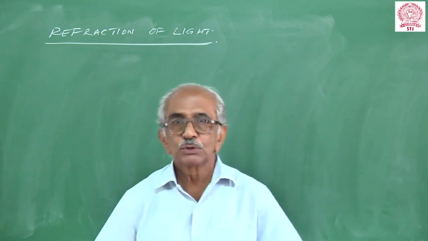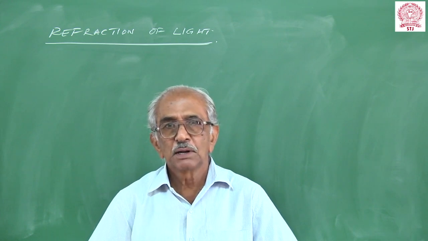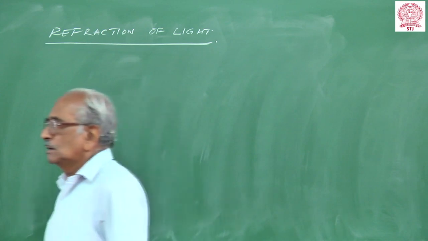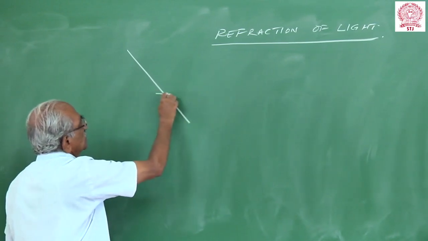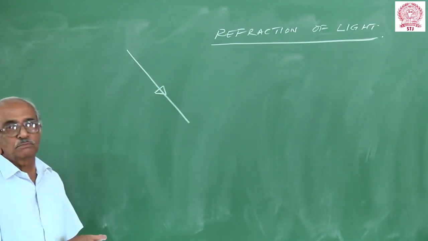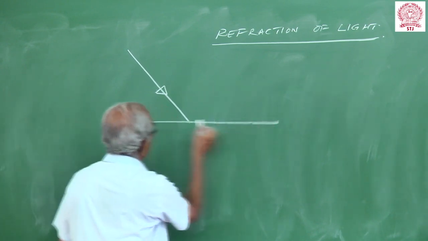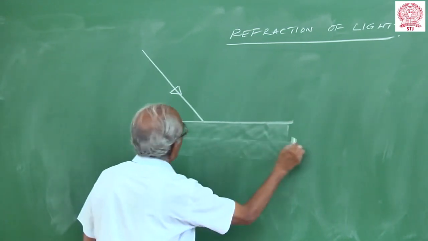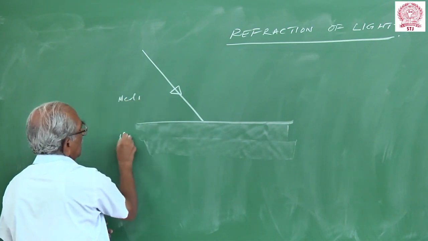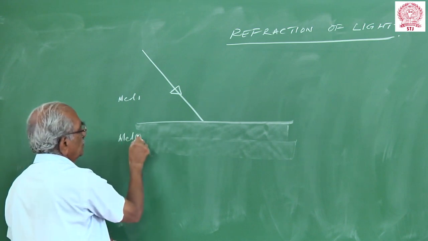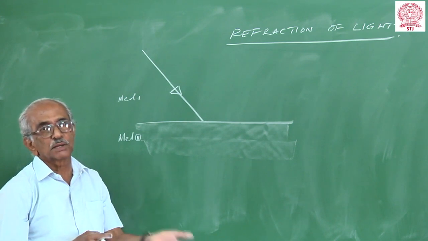Now, we'll go on to another topic, refraction of light. We have seen that in an isotropic optical medium, light propagates in the same direction. This is known as rectilinear propagation of light. Now, if you have this optical medium 1, and we have another optical medium 2, you can imagine air, water in a beaker, like that.